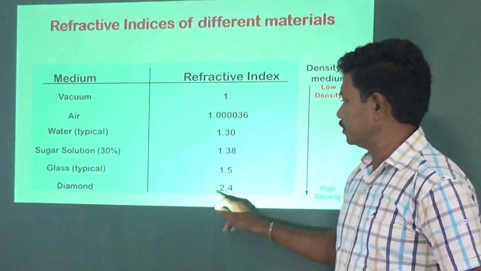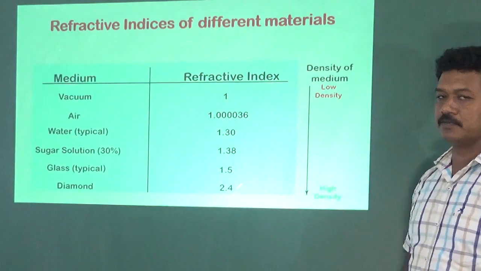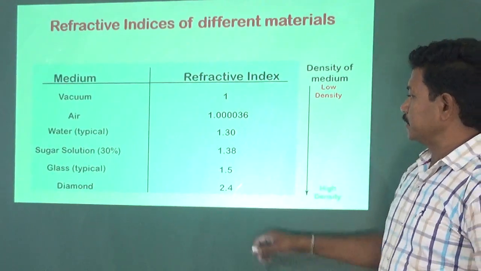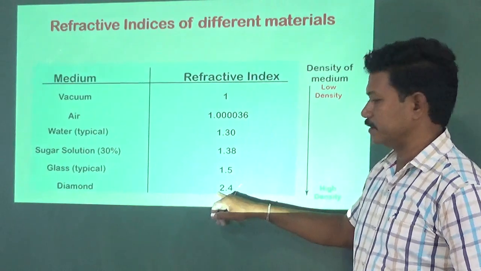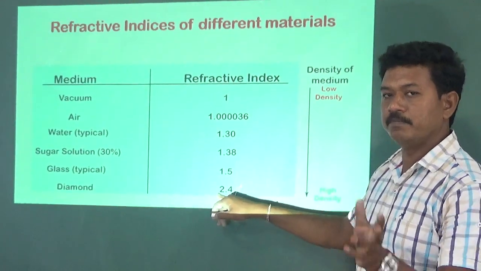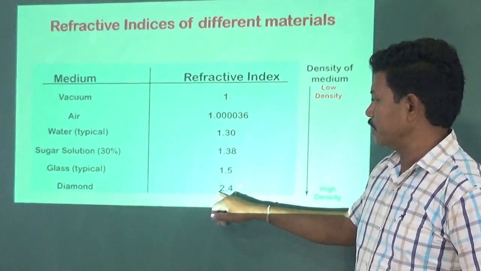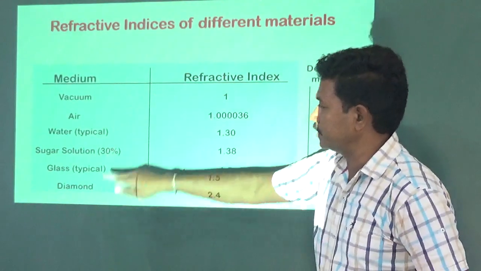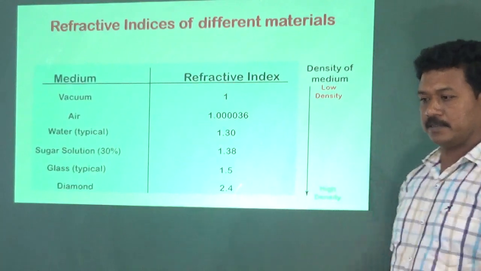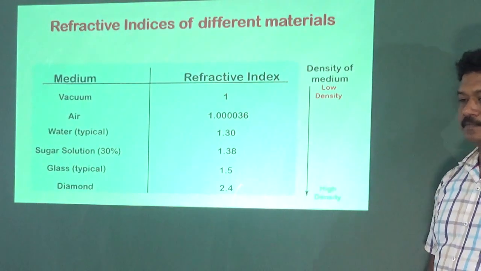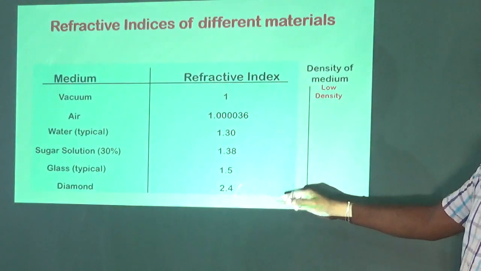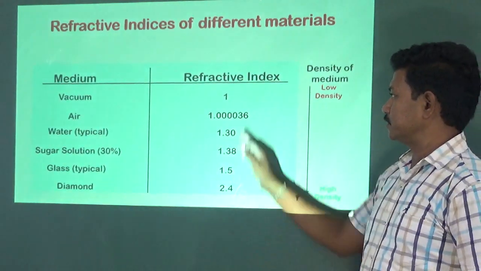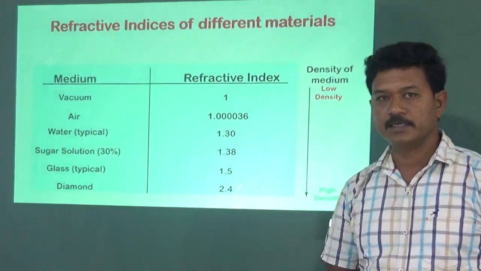Diamond is 2.4. This is the highest refractive index we have seen. The refractive index of diamond is 2.4, which means the light can travel 2.4 times faster in vacuum than in diamond. Right? So this is how you have to understand the refractive index. These are the different refractive indices given.